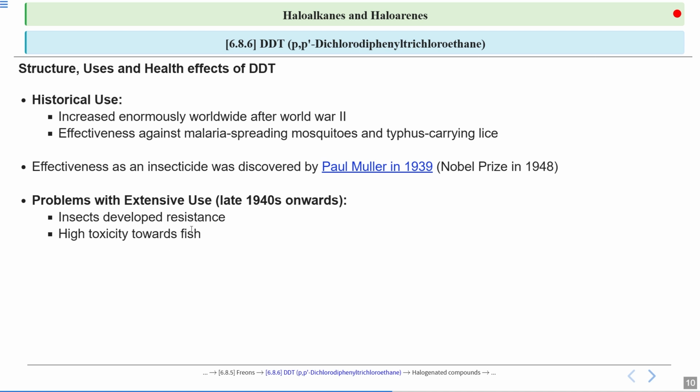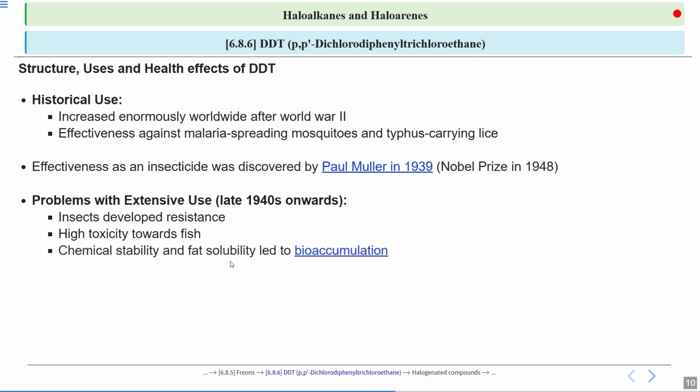It has high toxicity towards the fish. Due to the extensive use of it as an insecticide, insects developed resistance against it, so the number of insects was not becoming lower, and also it is highly toxic towards the fish. When we use it as an insecticide, it can also go into the waters, right, where the fish, the aquatic life, was affected due to the DDT, because it is highly toxic towards the aquatic life, towards the fish.